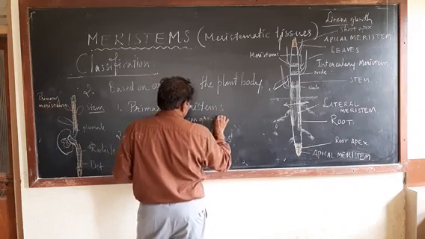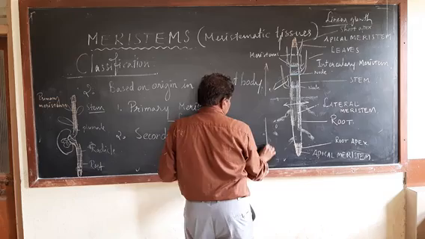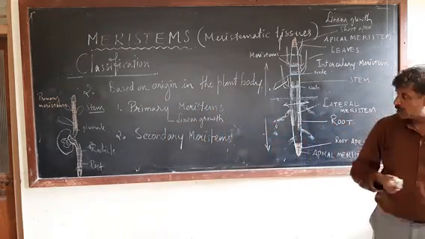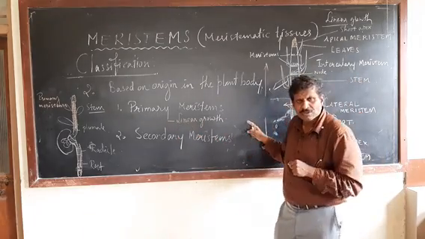Remember, linear growth means growth in length. Growth in length of the shoot, growth in length of the root, that we consider as linear growth.